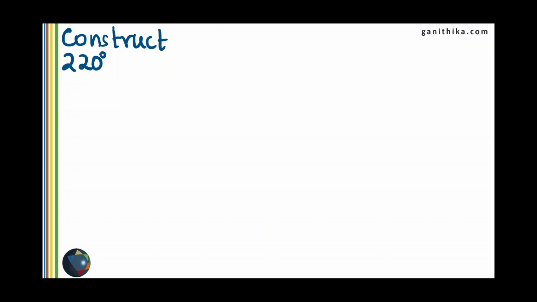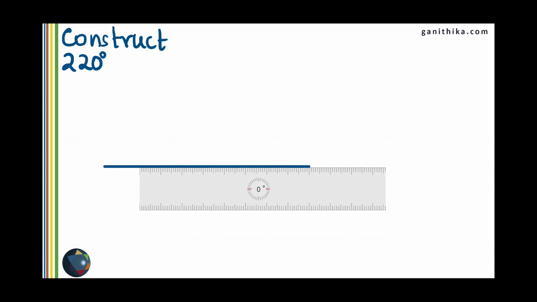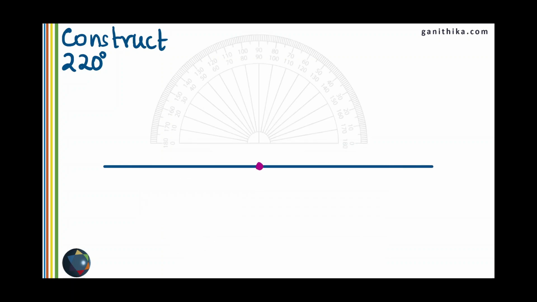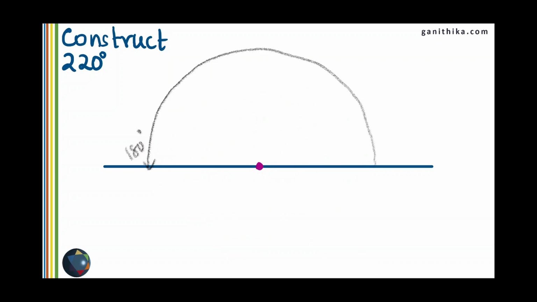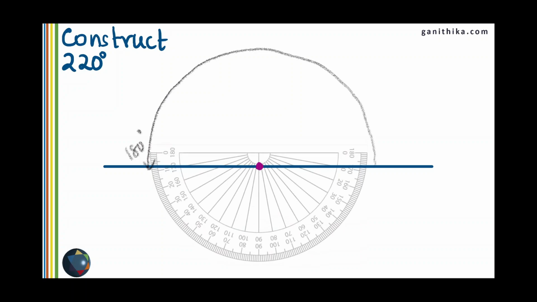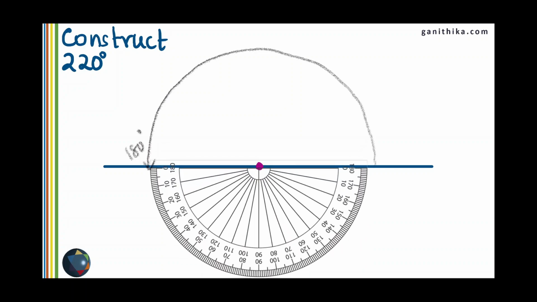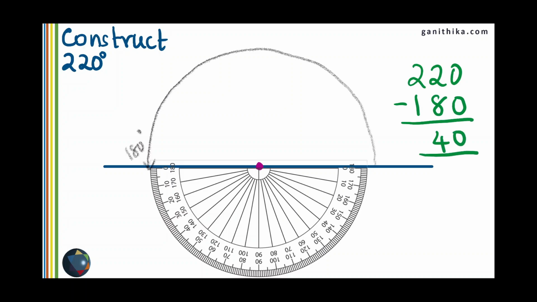Let's now construct 220 degrees. 220 degrees is more than 180 degrees. Therefore, we will first draw 180 degrees as we just did before. This is 180 degrees. Now we need a little more than 180 degrees to reach 220 degrees. Therefore, keep the protractor on the other side of the line. Let's find out how much more we need to draw now. Subtracting from 220 degrees, we get 40. So we need 40 more degrees to reach up to 220 degrees.